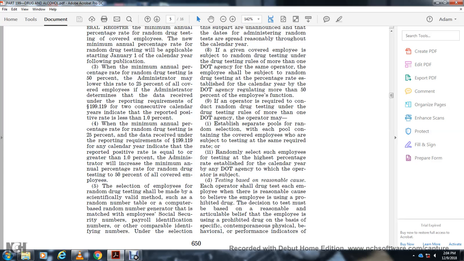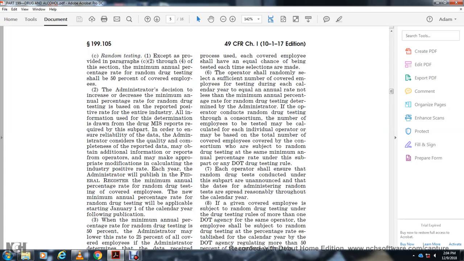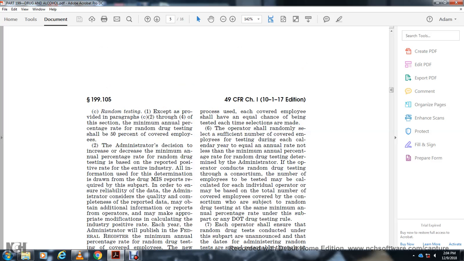The selection of employees for random drug testing shall be made with a scientifically valid method, such as a random number table or a computer-based random number generator, that matches employees by Social Security number, payroll identification number, or other comparable identifying numbers. In the selection process used, each covered employee should have an equal chance of being tested each time selections are made.